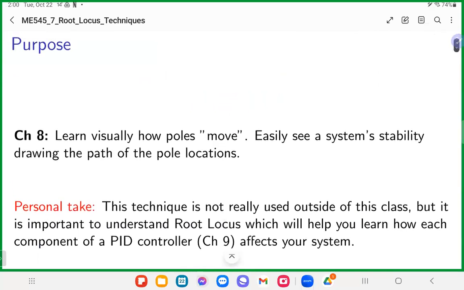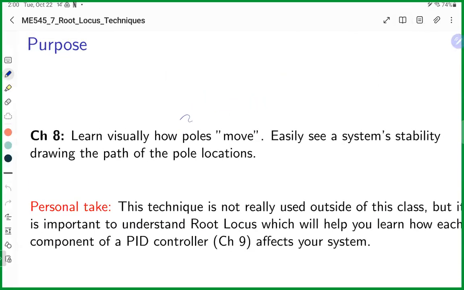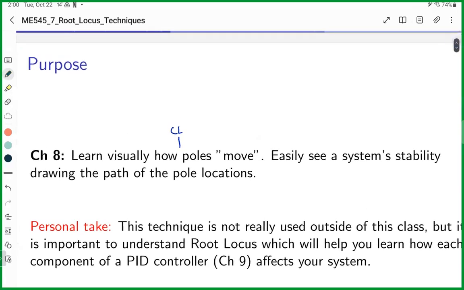I guess the purpose of this chapter is to learn visually how poles move. And when I'm talking about poles, I'm talking about closed loop poles, so poles from closed loop transfer functions. And basically, the root locus is just a plot that shows the trajectory of these poles. So we can easily see a system's stability by drawing the path of the closed loop pole locations.